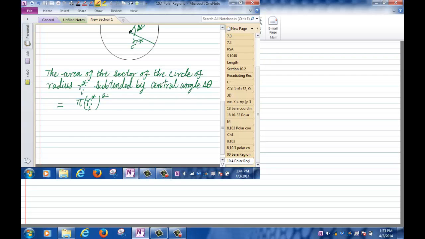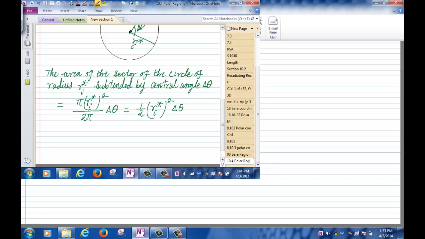But it's not 2 pi, it's delta theta. If the central angle is not 2 pi, it's delta theta, then what should be the area? Well, I divide by 2 pi and multiply by delta theta, right? By the ratio of the central angles. And so if I do that, what do I get? I get half, pi cancels out, r_i star, that's the radius squared, multiplied with delta theta.